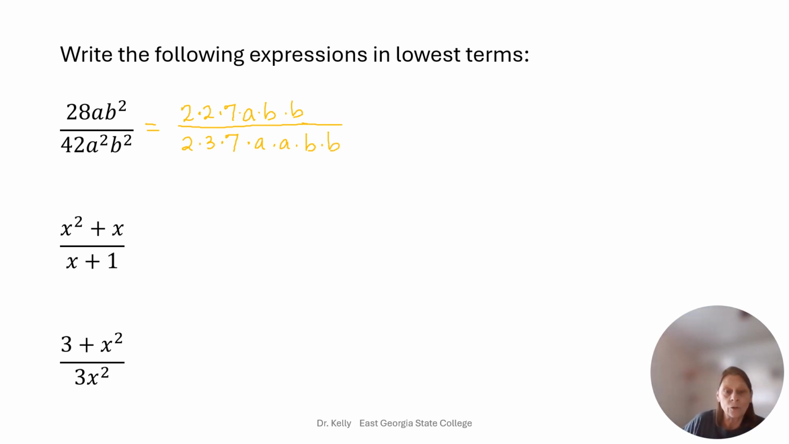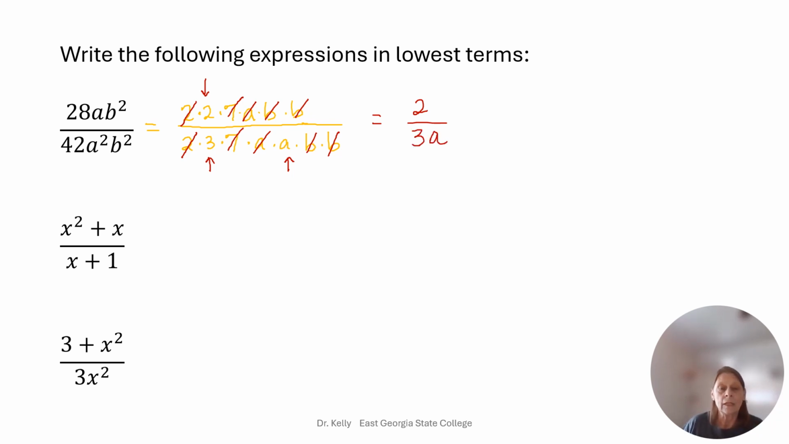Now we get to cancel things out. One of my favorite things to do. I do like canceling things out. So we get to get rid of some 2's, we get to get rid of the 7's, we get to get rid of one set of A's, and we get to get rid of both sets of B's. And so when we simplify this out, we're left with a 2 on top, and on the bottom we're left with a 3 and an A.